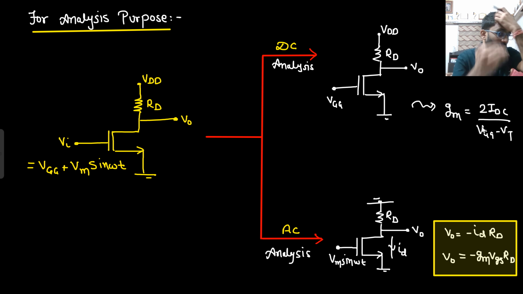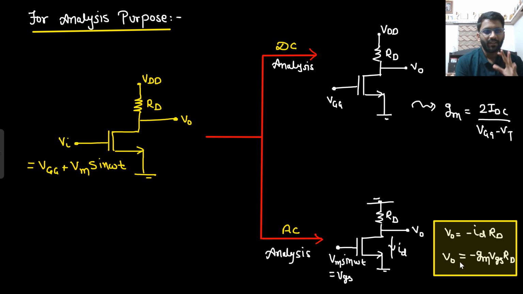From AC analysis you will get to know the final output V naught, and that is minus GM VGS RD. So VGS you already know. This is your VGS. VGS is Vm sin omega t. GM also you know. GM is 2 ID by VGG minus VT. That you got to know from DC analysis, and RD value also you know. So then you can write down your gain. Are you able to understand this complete analysis?